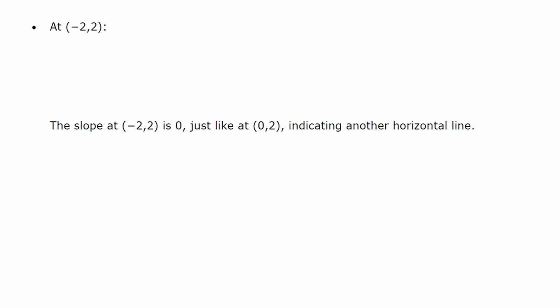And our last point, (-2, 2). We'll take y prime equals x times (2 minus y), substitute in our x, substitute in our y, and we get 2 times 0 equals 2. So our slope here is 2.